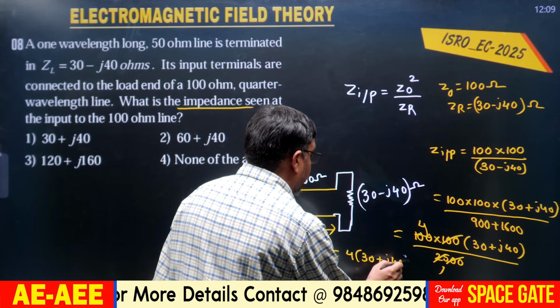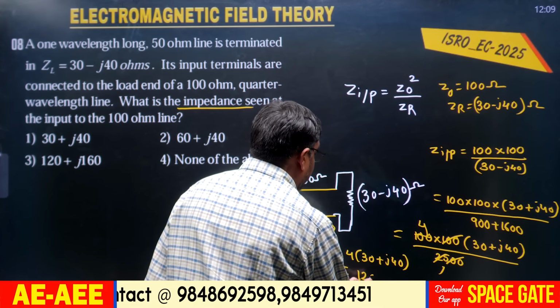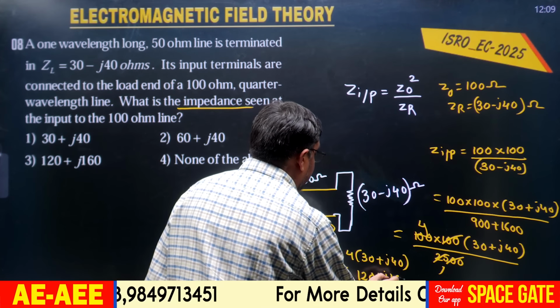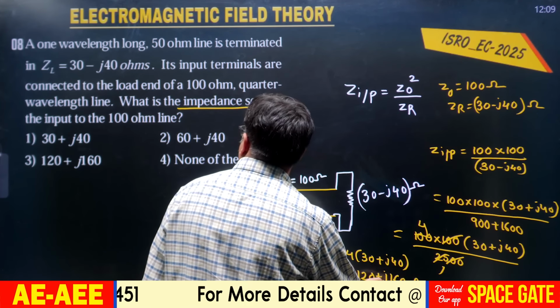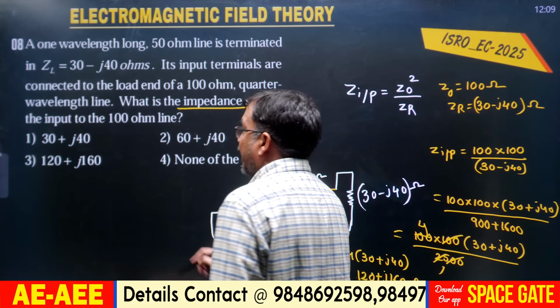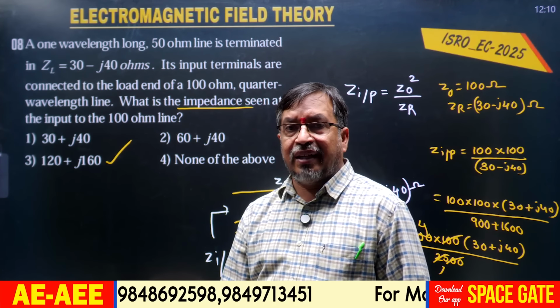That equals 4 into 30, that is 120, plus 40 into 4, which is 160. 120 plus J160 ohms is the answer. Option 3 is the correct answer. Thank you, students.